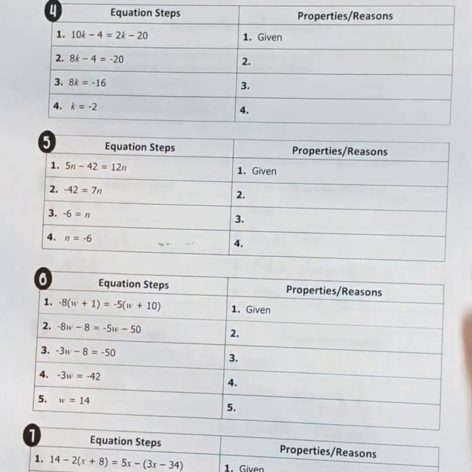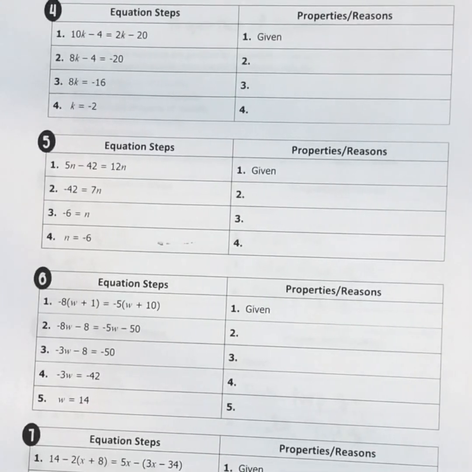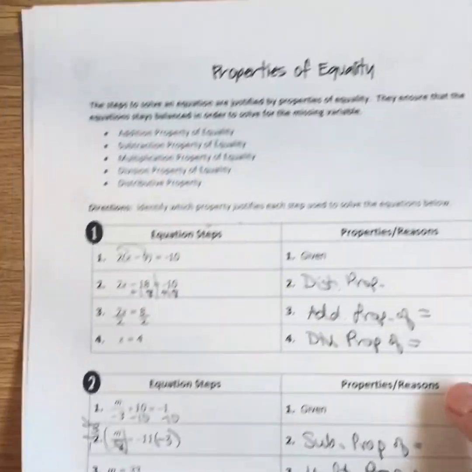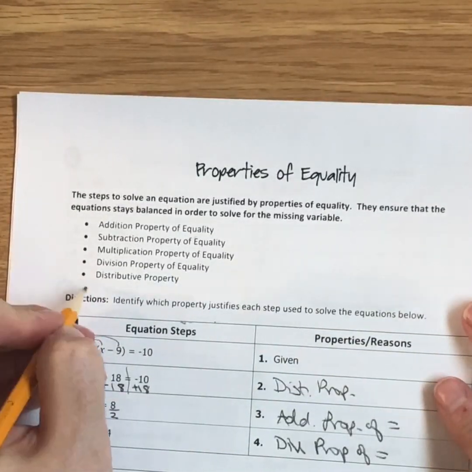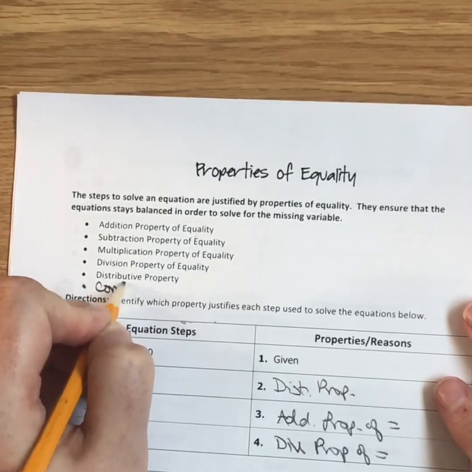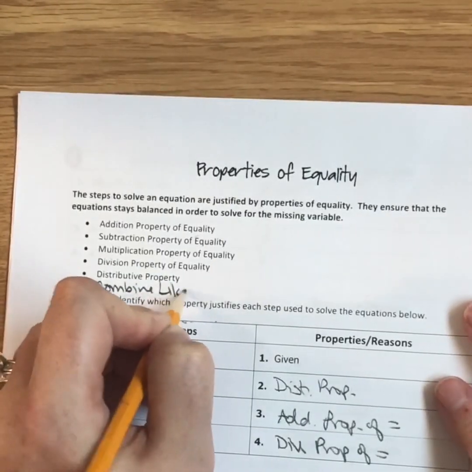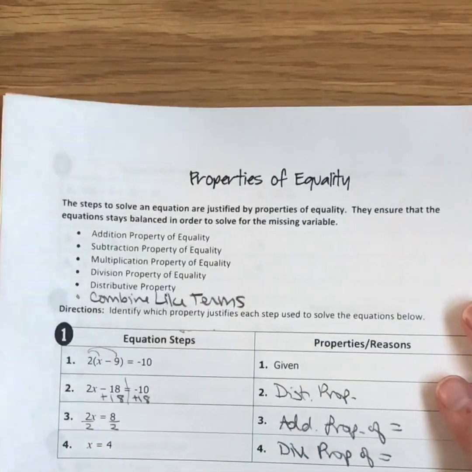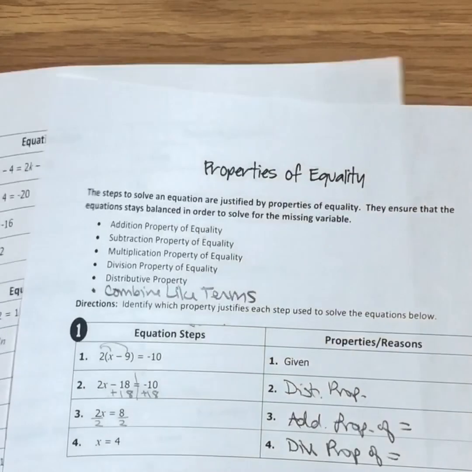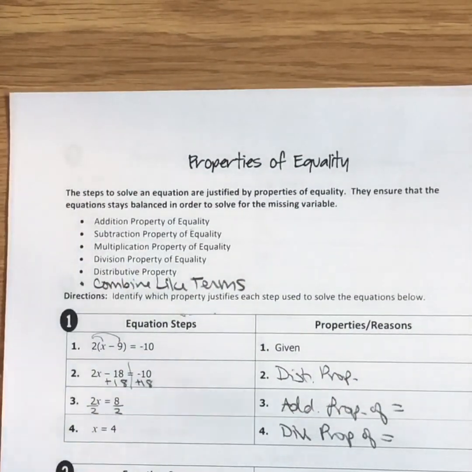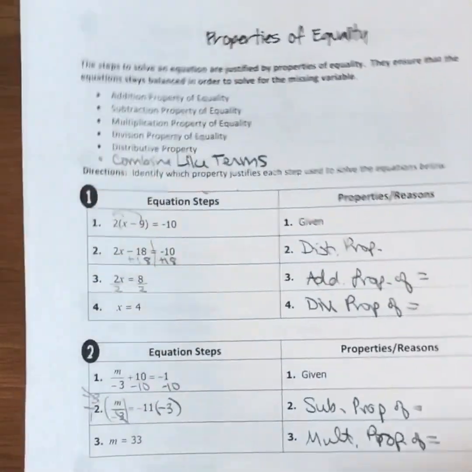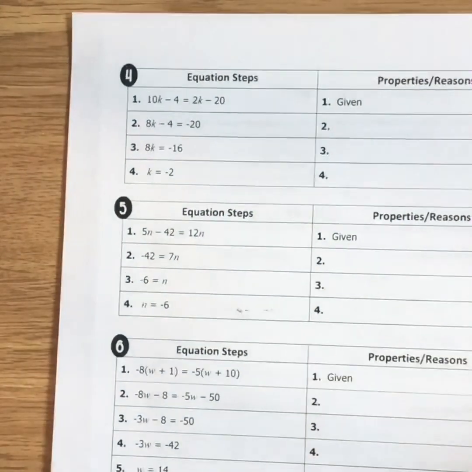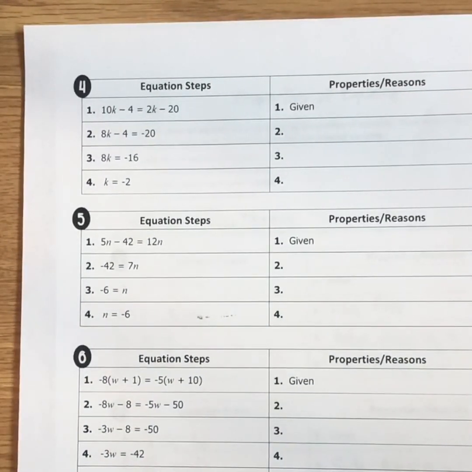I will have to say on this side there is a combine like terms step, so we could even add beyond this bullet, we could say combine like terms as a reason. Okay, so just know that there is a problem on the next page that will use that. Okay, so again, pause it, do problems 3 through 7, and then check the answer key at the end.